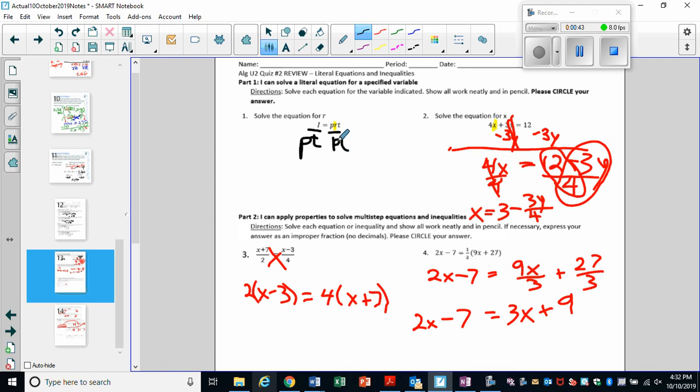Now the second problem, oops. Oh, that's a T. Let me fix that. PT, P, T. Second one, solve for X.